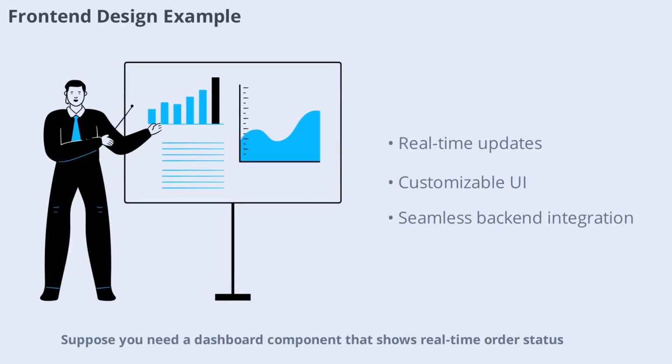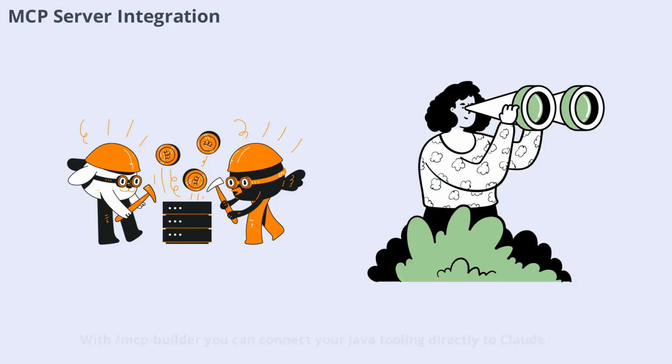Suppose you need a dashboard component that shows real-time order status, supports sorting and filtering, and matches your brand's dark theme. The /frontend-design skill generates a React component that polls your Spring Boot API, displays data in a styled table, and updates automatically. This accelerates UI development and ensures consistency across your application. With /mcp-builder, you can connect your Java tooling directly to Claude.